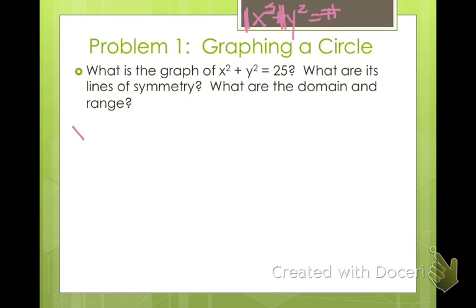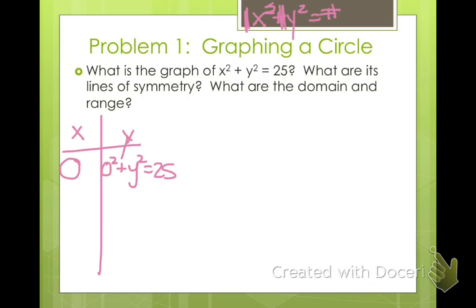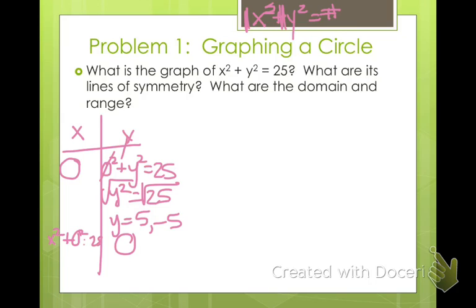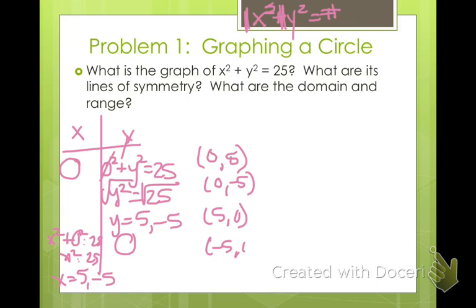So let's pick some values. We're going to make an xy table here. Let's just make it easy. If we plug in 0 for x, we get 0 squared plus y squared equals 25. Well, that's just 0, so y squared equals 25. Take the square root. So y equals 5 or negative 5. If we plug in 0 for y, the same thing happens. We get x squared plus 0 squared equals 25. So x squared equals 25, so x equals 5 or negative 5. That means we have 4 points: (0, 5), (0, -5), (5, 0), and (-5, 0).